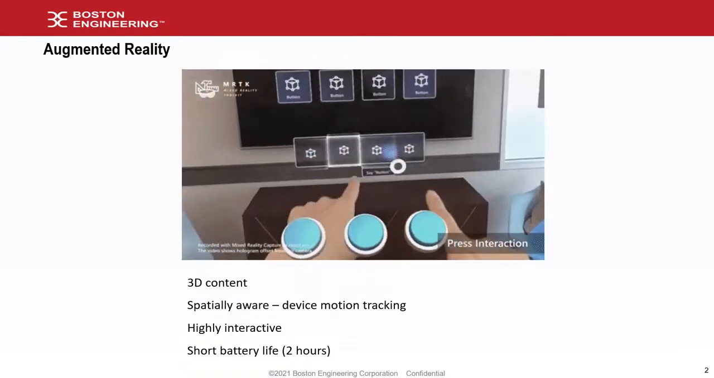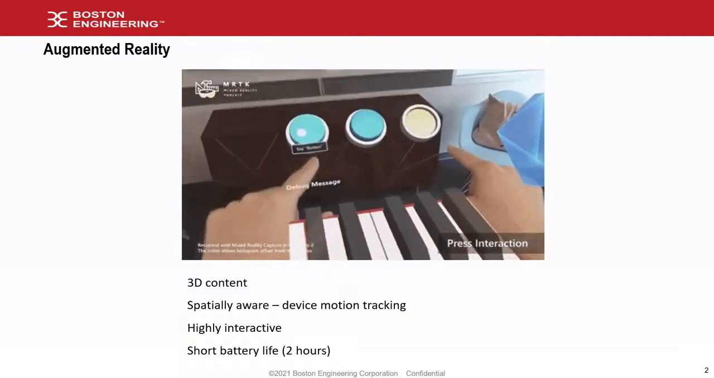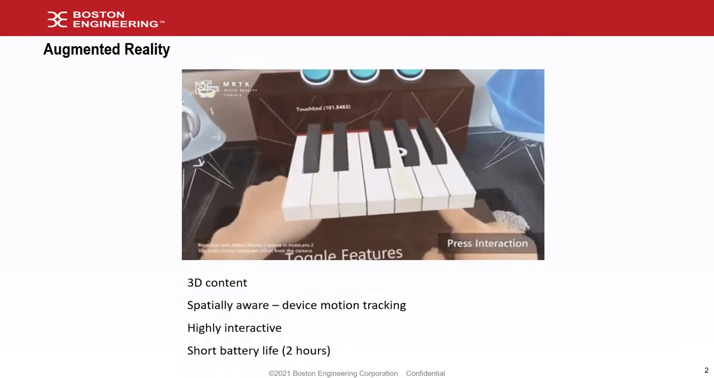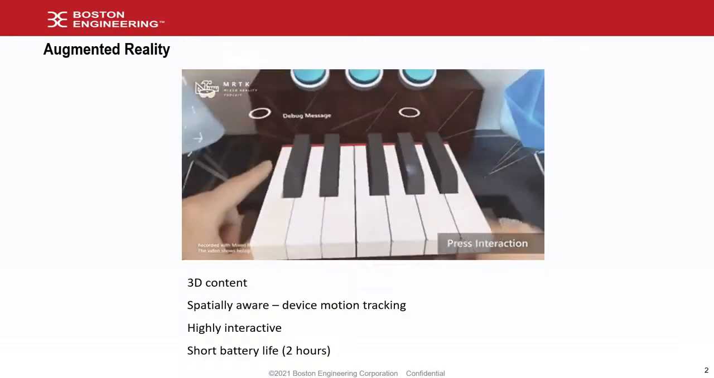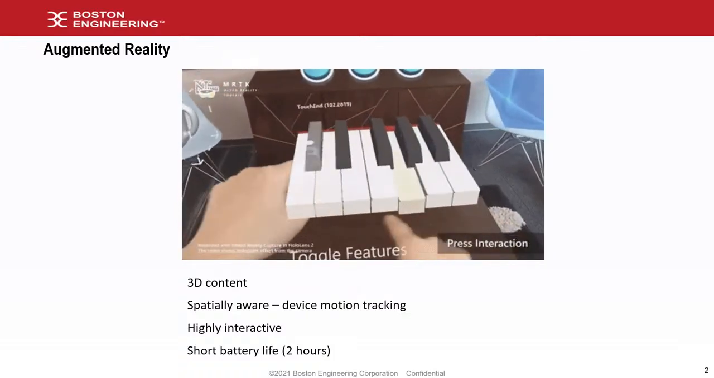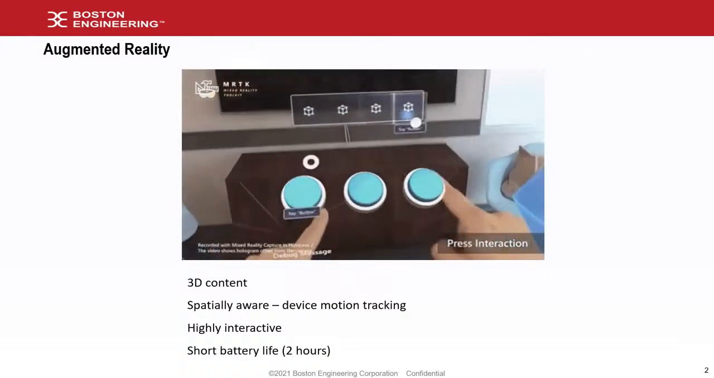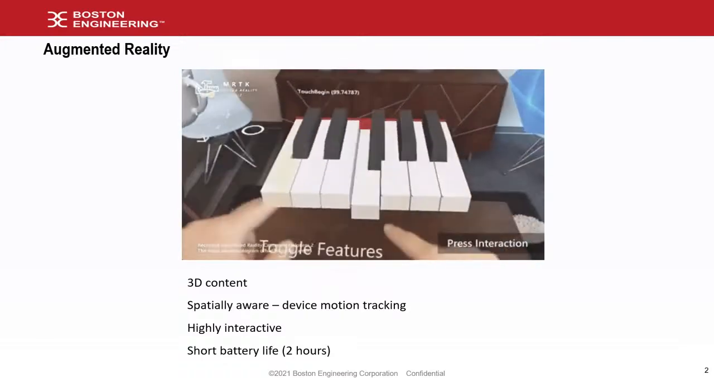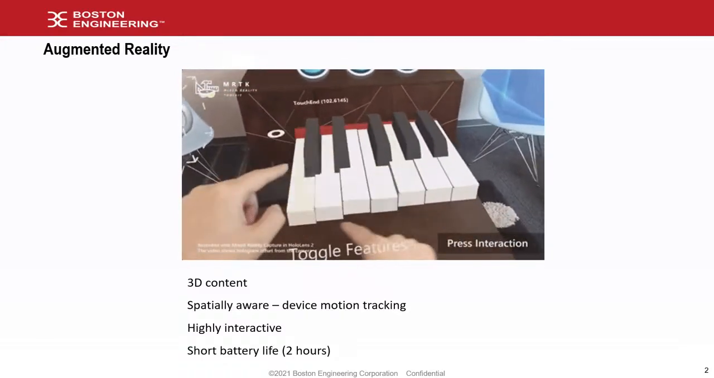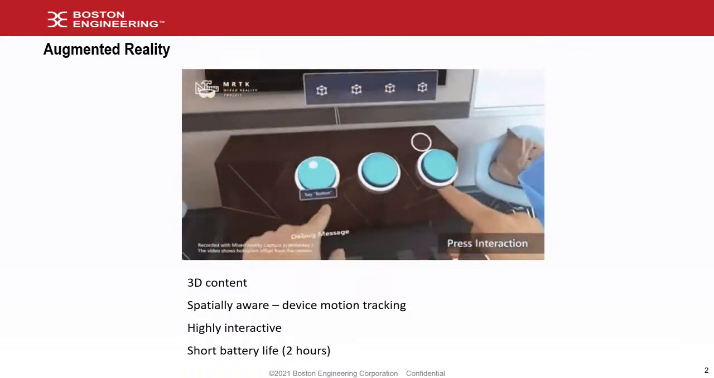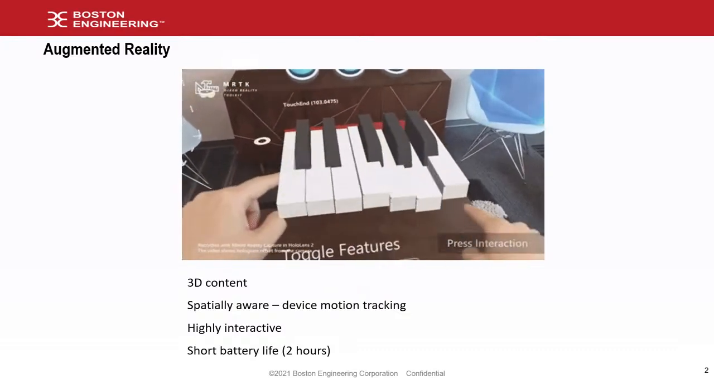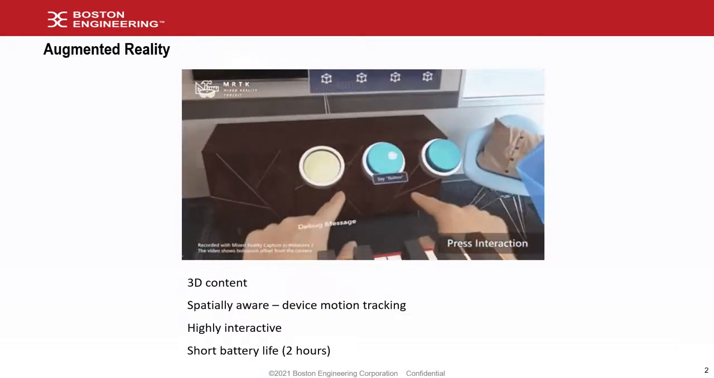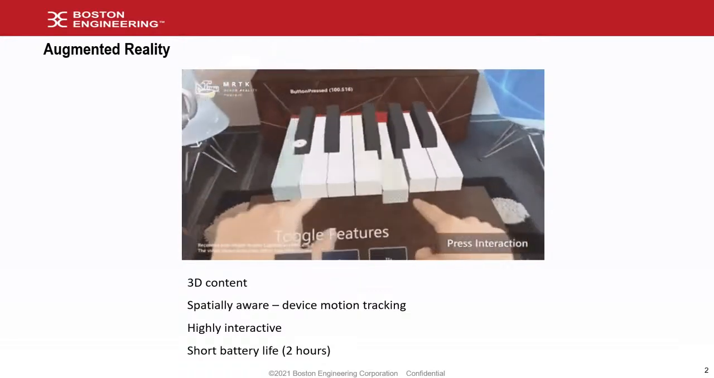Digital content has the same space ownership as the physical content in an augmented reality application. Since we are having these spatially aware experiences, there is a downside: very short battery life. These devices have high computational demands. They're computing in real time these very complex maps.